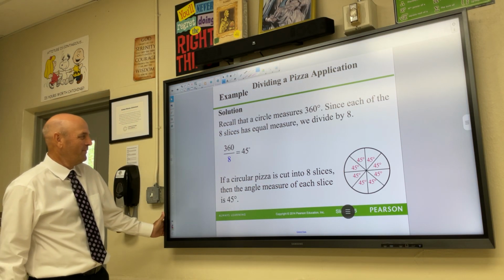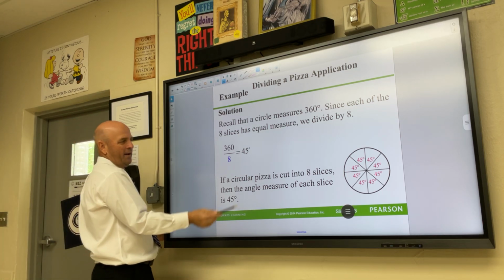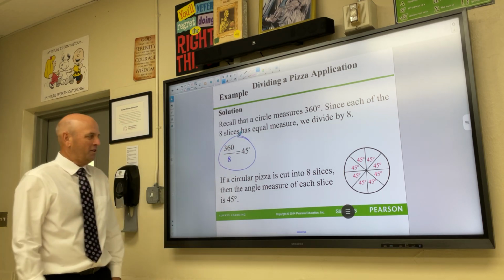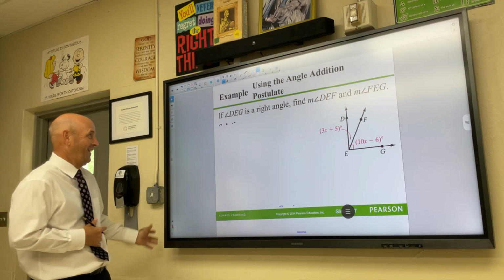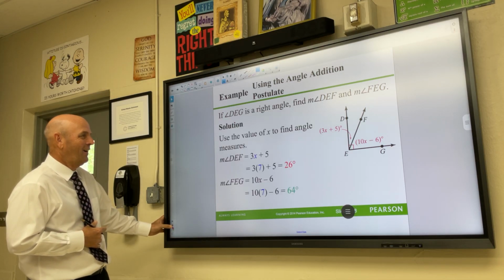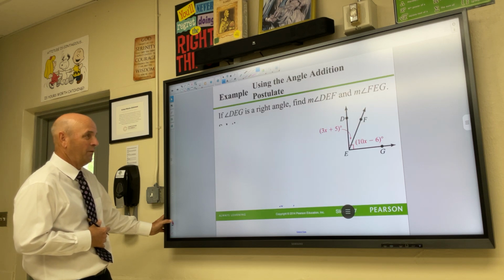And here's the work right here. It's showing you that you would take 360 divided by 8. That's a cool little one. Whenever I can put pizza in a word problem, I'm excited about it. Okay, good news, last problem. So we finish this, we're done, okay?